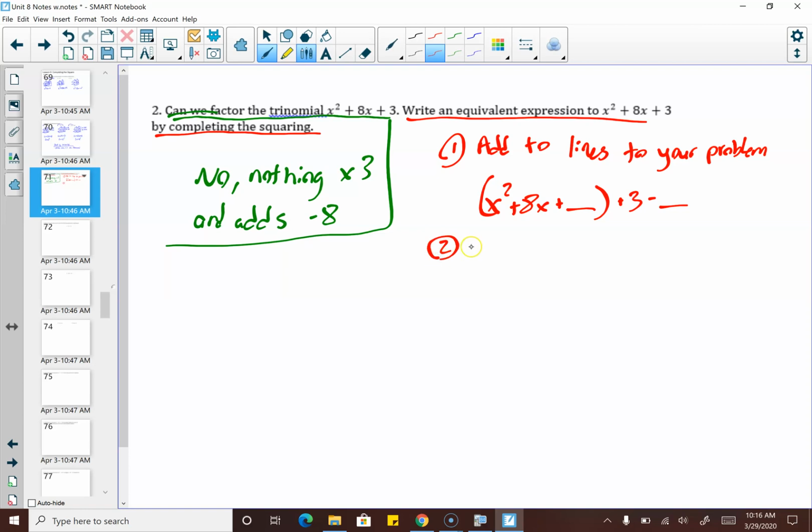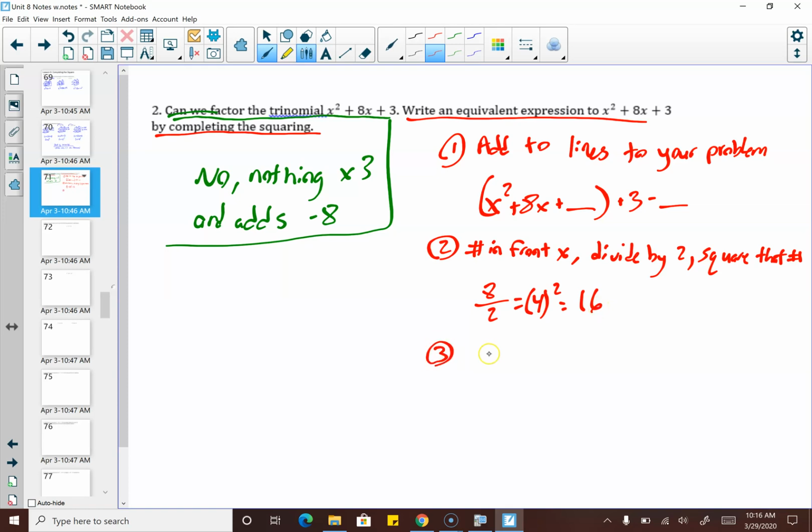Second step, take the number in front of your x. You're going to divide by 2, and then you're going to square that number. So we have 8 divided by 2, which is 4. And then if we square that number, we're going to get 16. So that number is going to be important because that number goes on both lines.